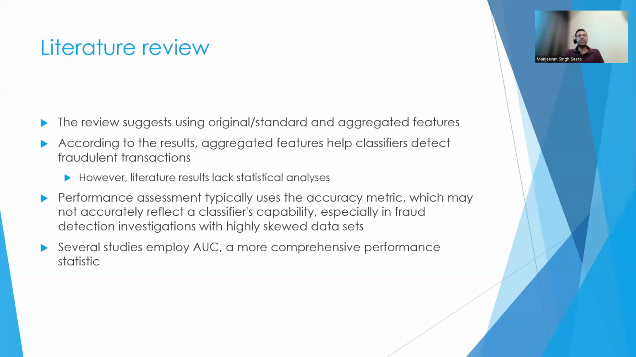Next, how do we actually measure how good a particular model is? Any type of model typically uses a type of metric. The accuracy metric may not accurately reflect a classifier's capability, especially in fraud, where you have maybe one fraudulent transaction out of a million genuine transactions. Using the accuracy rate, it could be 99.9999%, which you may think is very good. But in matter of fact, it did not manage to catch the fraudulent transaction, as these are highly skewed data sets. There are a number of literature that actually use the area under the curve, which is a more comprehensive performance statistic.